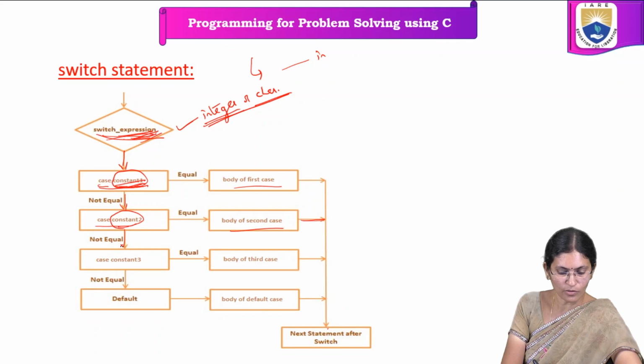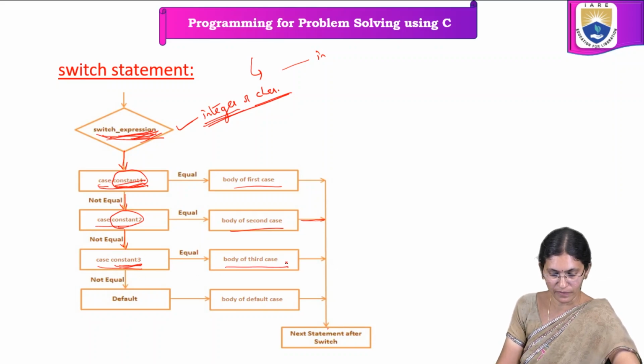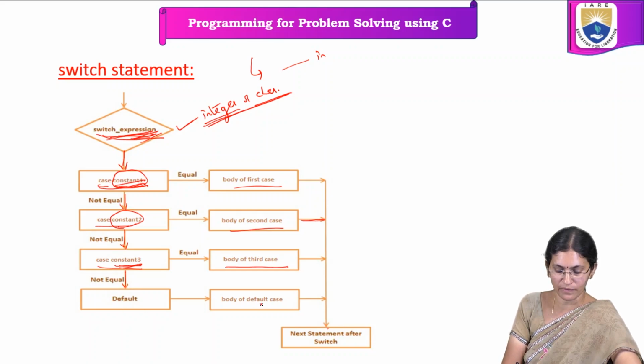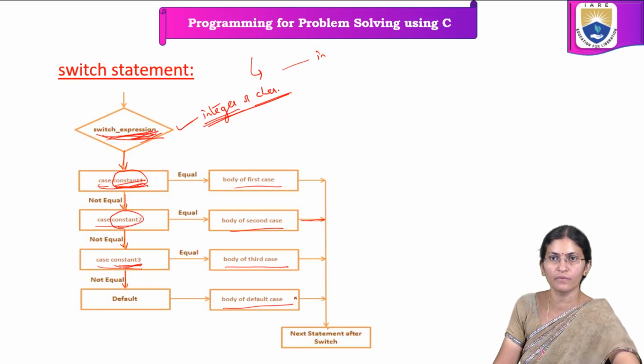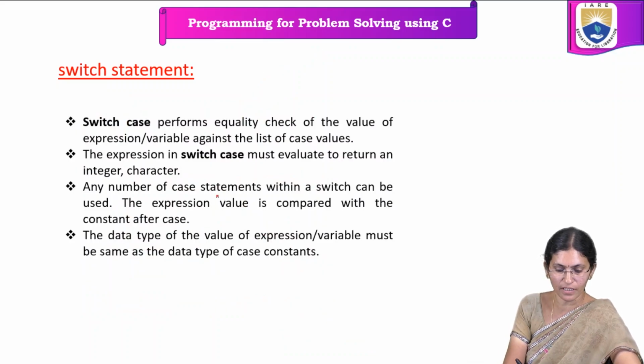Then if this is also not equal, it will go to evaluate the third case. It will compare the constant 3 label with the switch expression. If both are equal, the body of the third case will be evaluated. If it is not equal, then the default case will be evaluated, so the body of the default case will be evaluated. After that, the next statements mentioned after the switch statement are evaluated.